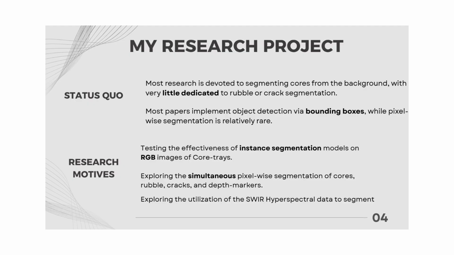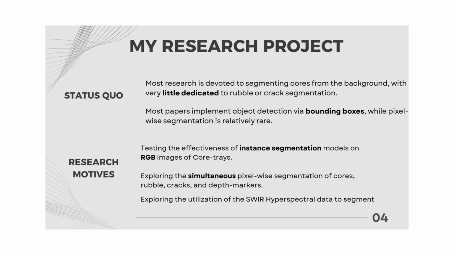And so, what's been happening around the field? Most research right now is devoted to segmenting cores from the background, with very little dedication towards rubble or crack segmentation. Also, most papers are concerned with object detection via bounding boxes rather than pixel-wise segmentation. And so my motives are to test the effectiveness of instance segmentation models on RGB images of core trays, thus exploring the simultaneous pixel-wise segmentation of the concerned classes. In my case, it's cores, rubble, cracks, and depth markers.